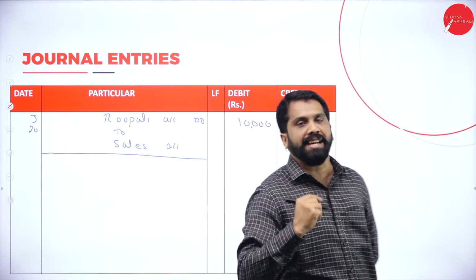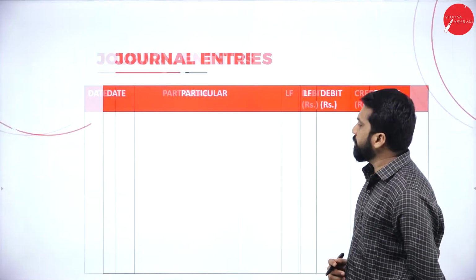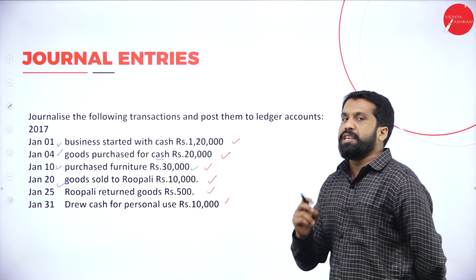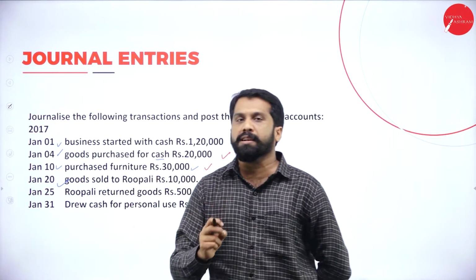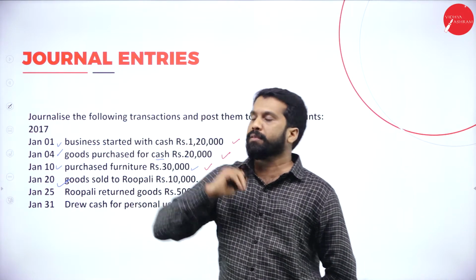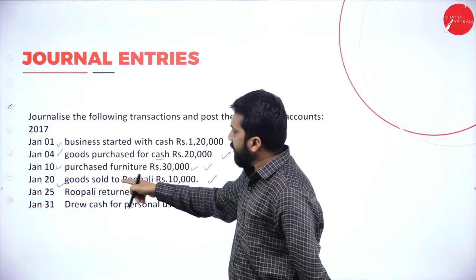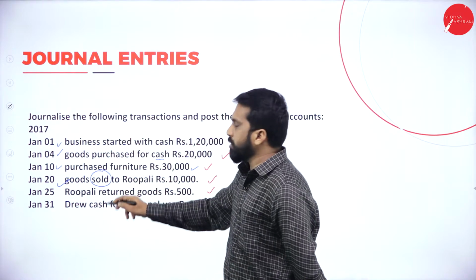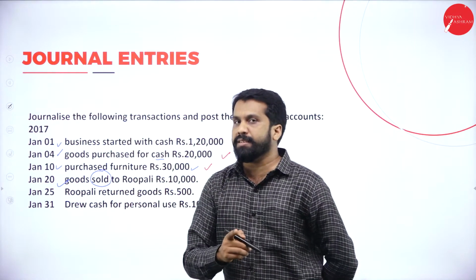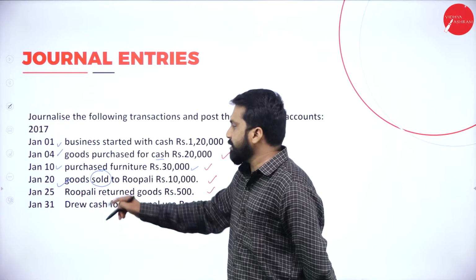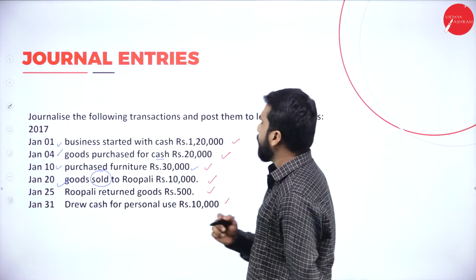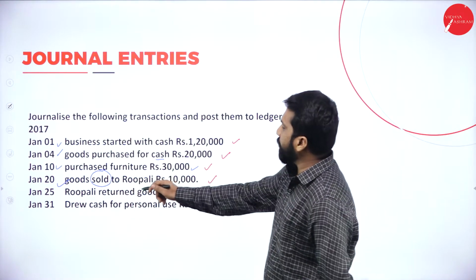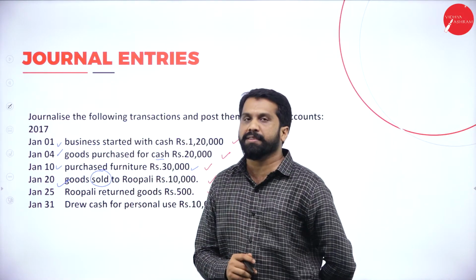So your January 20th is over. We'll go for the next one. Next one is what? Rupali returned goods. As I told you, if you find a word called return, you have to look up. Now, is there anything about Rupali? Yes. Goods sold to Rupali. Sold means it must be sales return. Clear? If it is sold means this must be sales return. Sales return always up. Now, sales return account debtor to Rupali, it is 500.